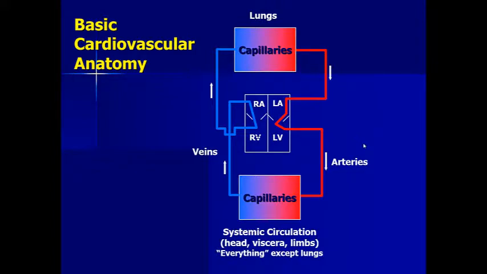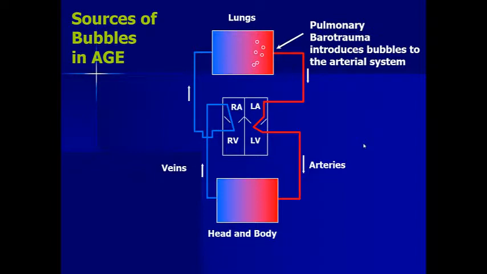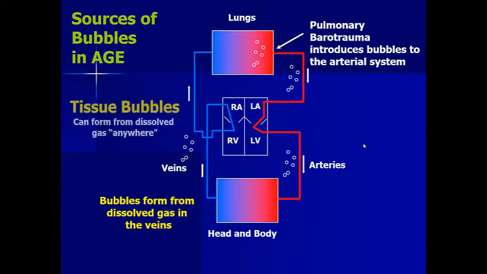Here's a rudimentary sketch of our body and the circulation. Following through here, you can develop bubbles that arterialize, leaving the pulmonary circulation into the left side of the heart and out. Or you can develop venous bubbles, and we'll discuss where these come from, which usually get filtered by the lung, but sometimes they can overcome the filter of the lung and escape.